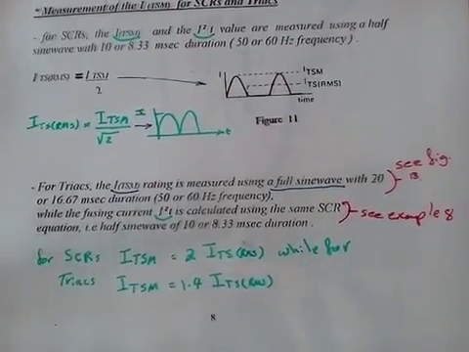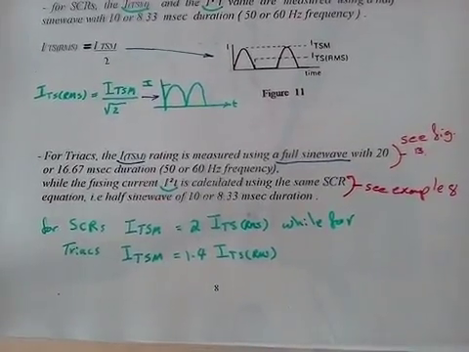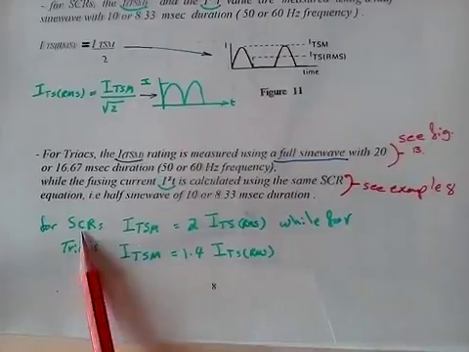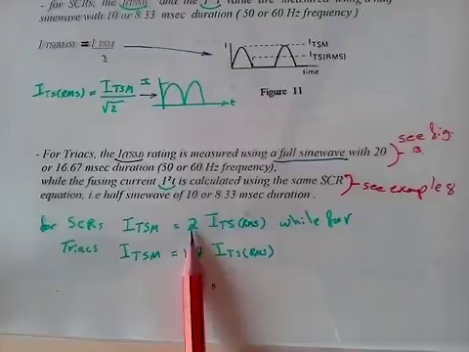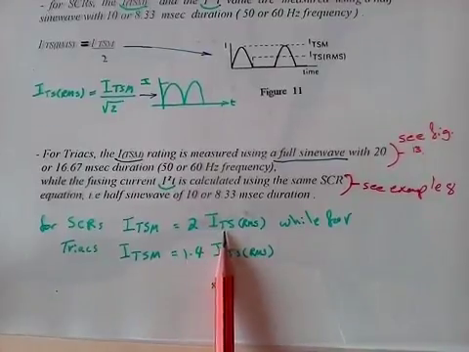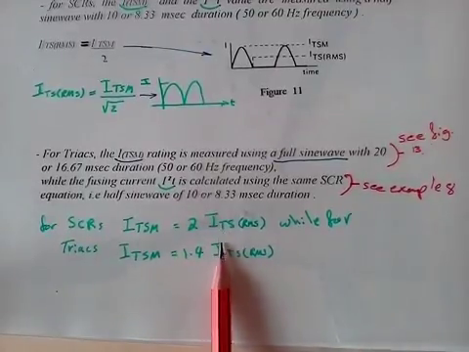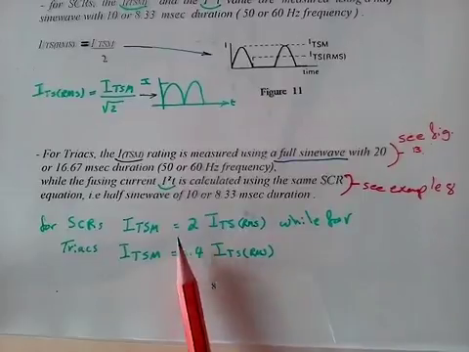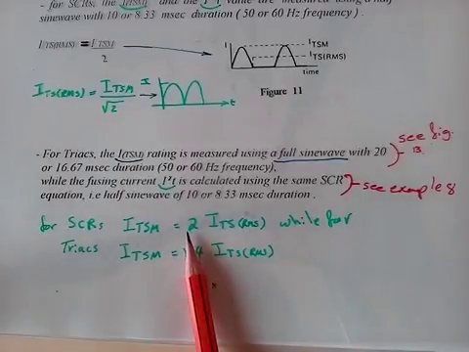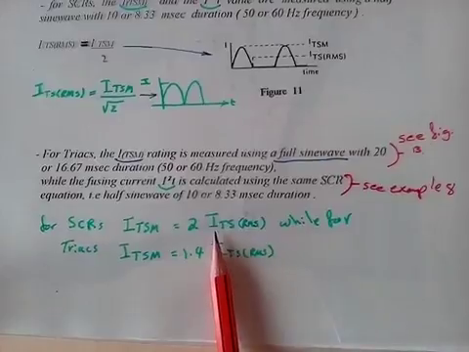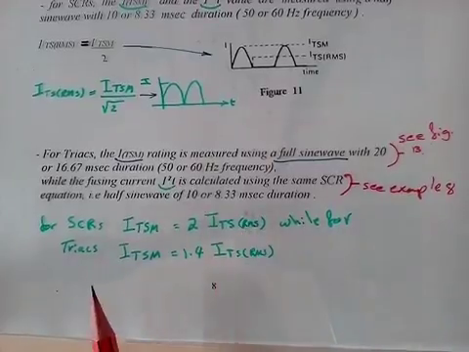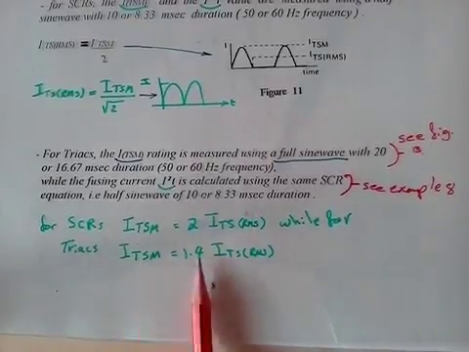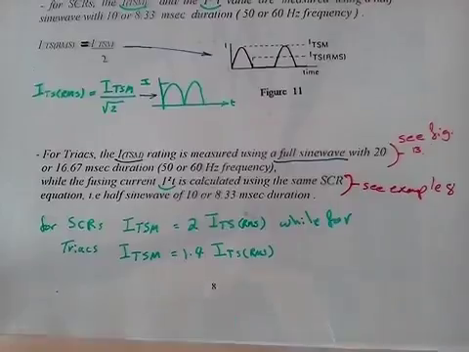Okay, now in this case, just to give an idea, for an SCR, the I surge mode would be equal to 2 times the, okay, that's the RMS for it. Because the peak current divided by 2 for a half sine wave is equal to its value in RMS. And that one's divided by the root square of 2.